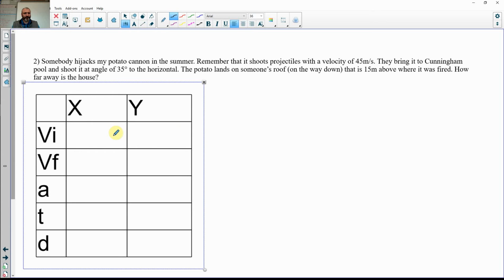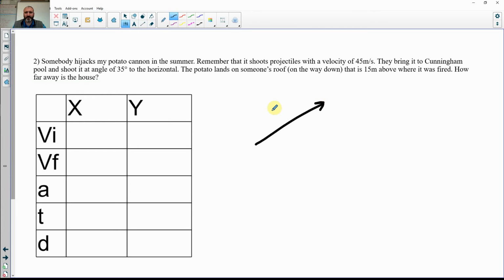Let's look at number 2. Somebody hijacks my potato cannon. Remember, it shoots projectiles at 45 meters per second. So again, we're going to make this 45 meters per second. They bring it to Cunningham Park, and they shoot it 55 degrees over the horizontal. So now I need to figure out the x and the y again.